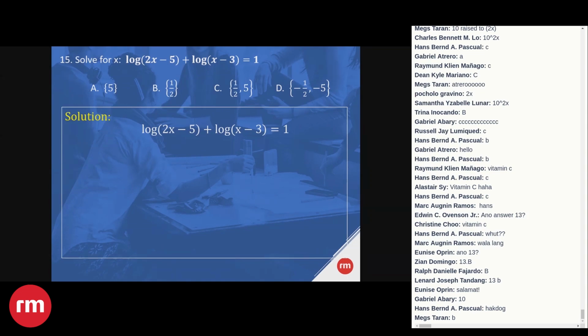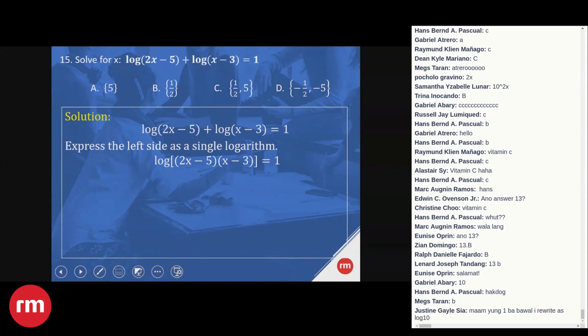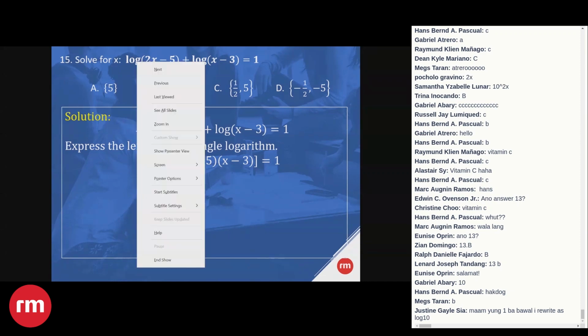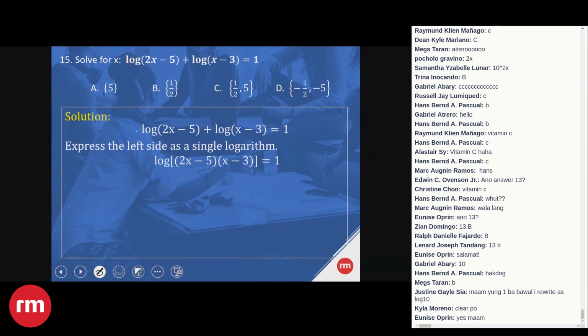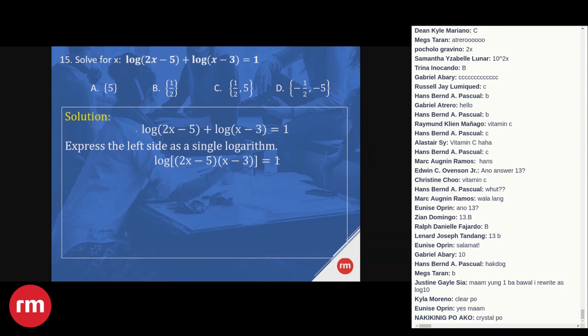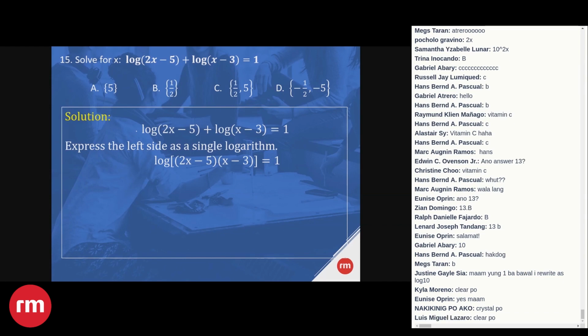So kapag product rule, ibig sabihin nun, we have logarithm of the product of 2x minus 5, x minus 3 equal to 1. Sige, bago tayo mag-proceed, I want to verify kung may tanong kayo dito sa step na to, na pinag-combine natin yung dalawang logarithm as a single logarithm. Is this clear? So we just use product rule. So galing sa expanded, gagawin natin siyang single logarithm by product rule. Okay, yes, you can write 1 as log 10. Pwede yun. Yes, you can do that.